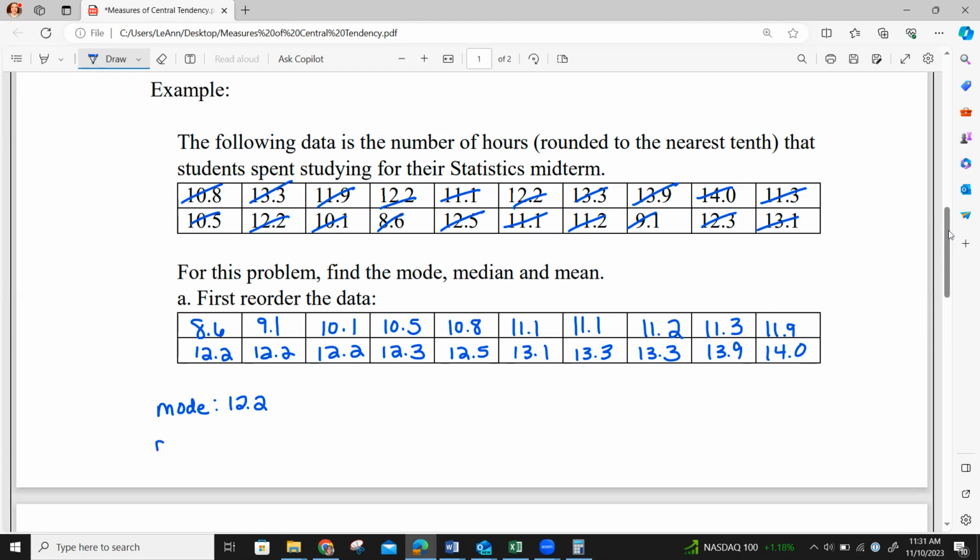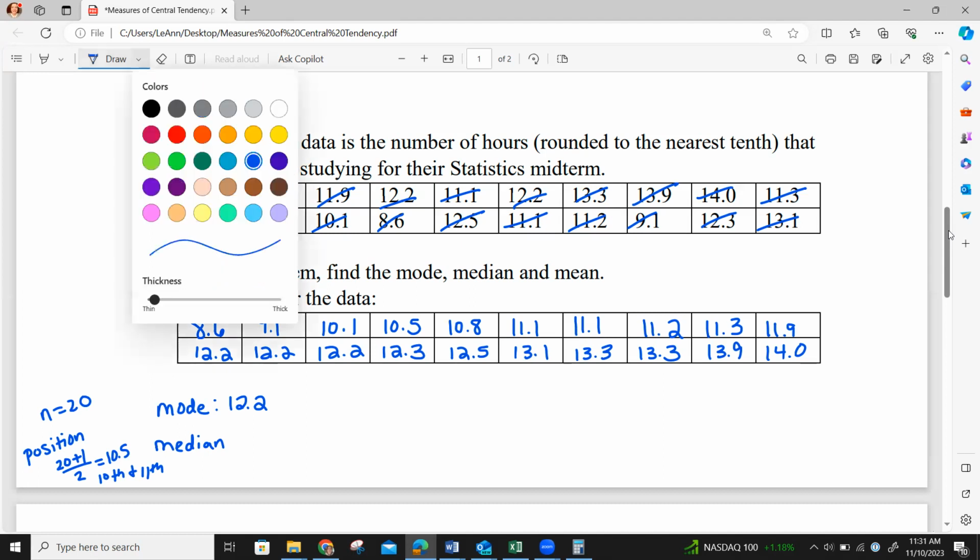Then we want to find the median. Notice we have 20 total data items because this was 2 rows and it's 10 items long. Since we have 20 items, you can find the position of your median with a shortcut formula: 20 plus 1 divided by 2. So that's 21 divided by 2, which is 10.5. That is not the actual value of the median. That means we're between the 10th and 11th position. That makes sense because we have an even set of data, so our median is going to be an average of the 2 middle values.